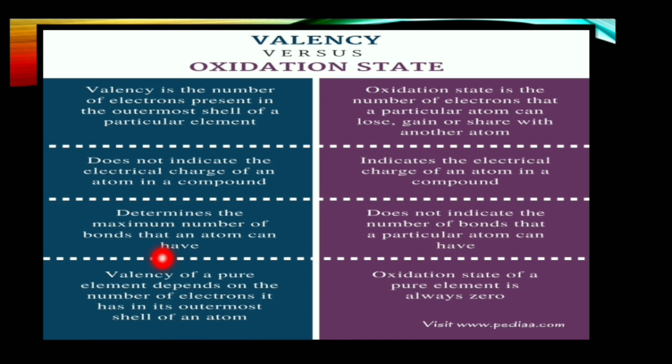The valency of a pure element depends on the number of electrons in the outermost shell of an atom, called the valence electrons. Depending upon the valence electrons, we determine the valency. But the oxidation state of a pure element is always 0. For example, elements like Cu and Fe in the elemental state have an oxidation state of 0.